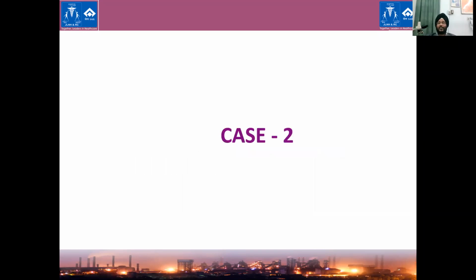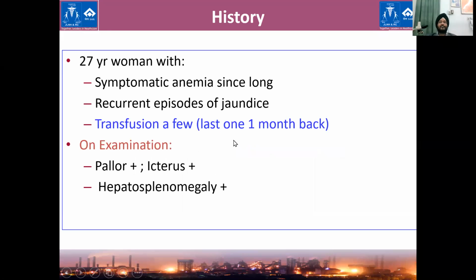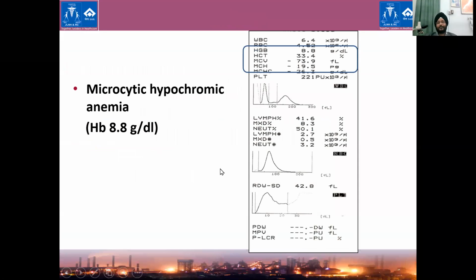So now coming to case number 2. Since I have talked about the history being very important, I'll start with the history. So my clinical colleagues have listened to me and they have sent this history. It's a 7-year-old female, symptomatic anemia since long, recurrent episodes of jaundice, transfusion of fluid, last was 1 month back. She had pallor, icterus, and hepatosplenomegaly. CBC showed an Hb of 8.8 with a microcytic hypochromic picture.